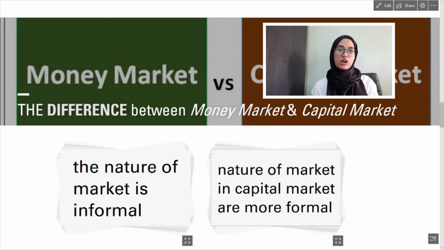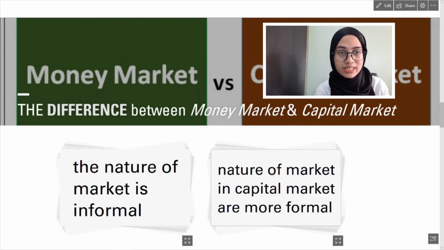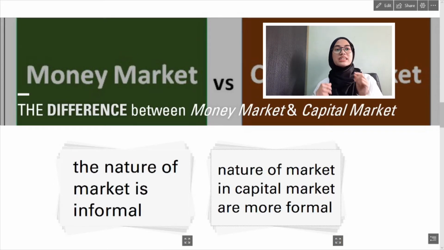Money market nature of market is informal. It is because it allows company with a temporary cash surplus to invest in short-term securities, while capital market nature of market is more formal. It is because the key source of the funds for the entity where securities are permitted by a regulatory authorities to be traded, since it can readily sell its debt and obligations and equity to investor.